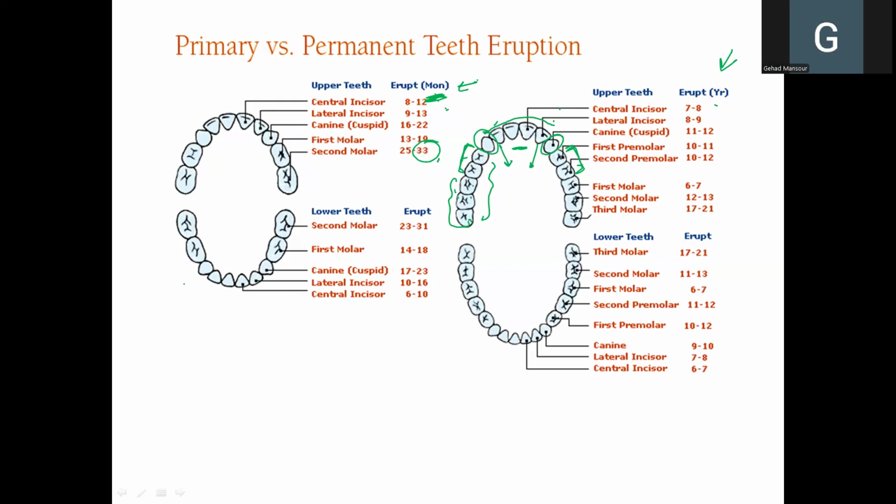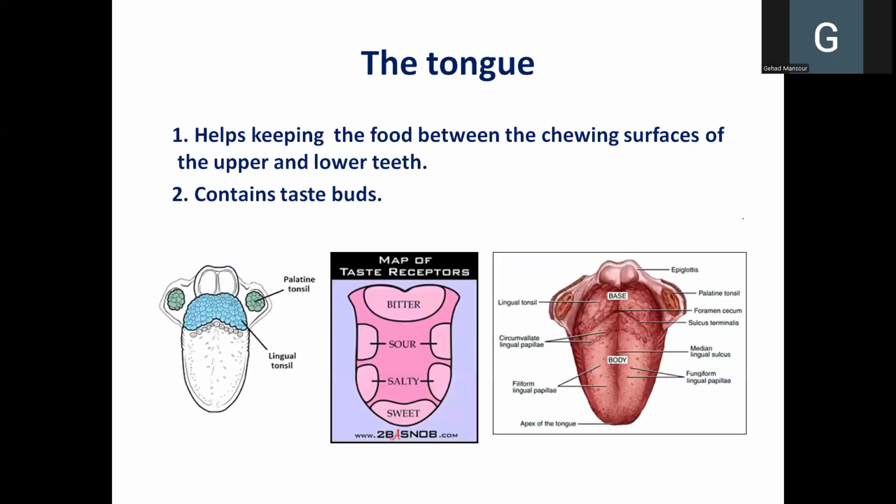But on the other hand, if we look at the permanent teeth, the maximum age is around 13. The second molar appears at 13, but the third molar, which we call sometimes ders al-aql in Arabic, appears at the age of 21, and sometimes does not appear at all.